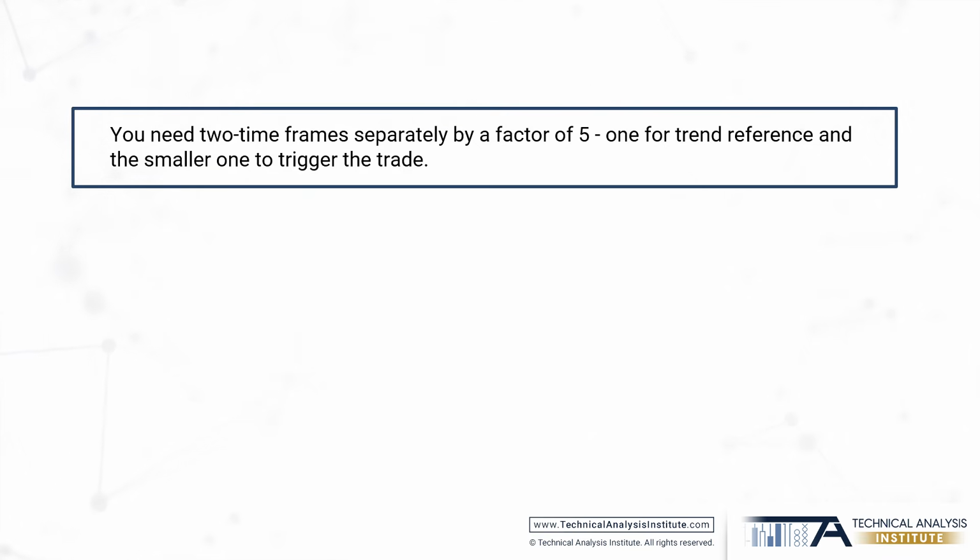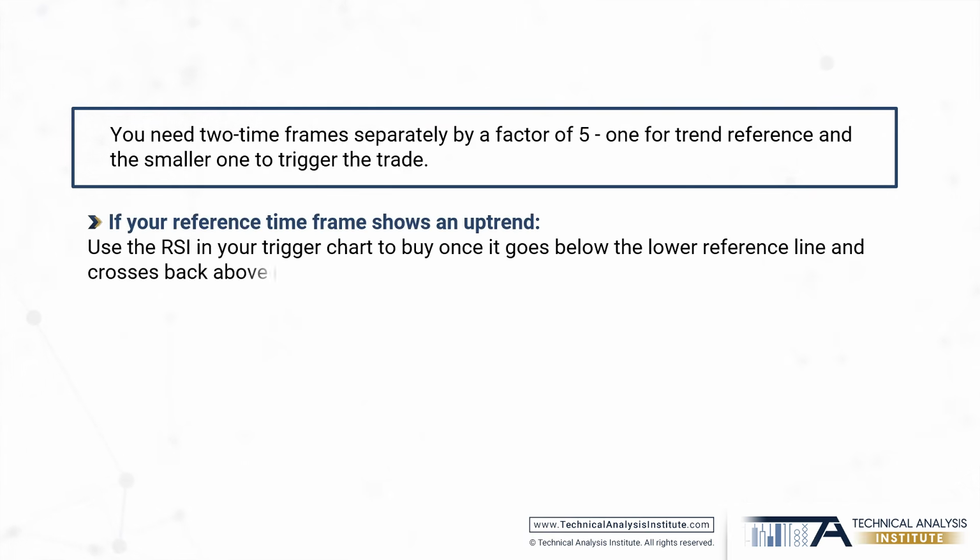This doesn't have to be precise, as I said, 5 or 6, but it gives you an idea not to have too large of a separation between the reference chart and the trigger chart. And this is the way you would apply it. If your reference time frame shows an uptrend, then you can use the RSI in your trigger chart to buy once it goes below the lower reference line and crosses back above it.